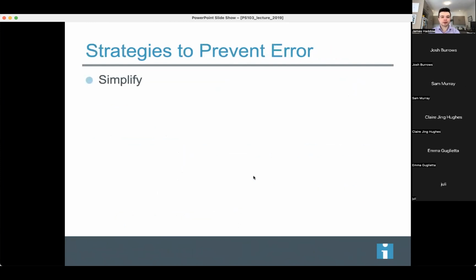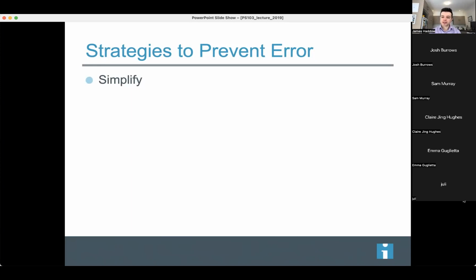So strategies to prevent error. Simplification would be one. And maybe in the chat, we could start to generate a list of other things that we can think of. So if you could put in the chat other strategies to prevent error. Emma, clear roles. Yep, so clear roles. And if you expand that a bit more, you're talking about protocols, basically, which clearly define who does what and when.